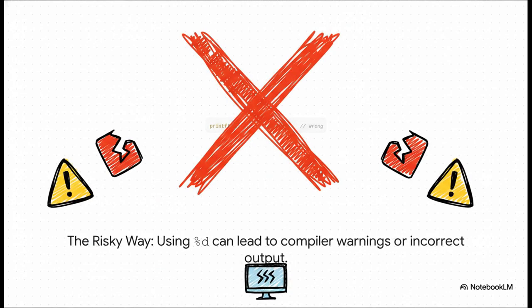Now, here's the mistake a lot of people make. They just use %d, the one for a regular integer. And you know what? It might seem to work on your computer. But the problem is, on a different computer or a 64-bit system, size_t might be way bigger than a standard int. That can lead to compiler warnings, or even worse, it could just print the wrong number without telling you anything's wrong. So the bottom line is simple. Always use %zu to print the result of sizeof. It's the only way to be sure.